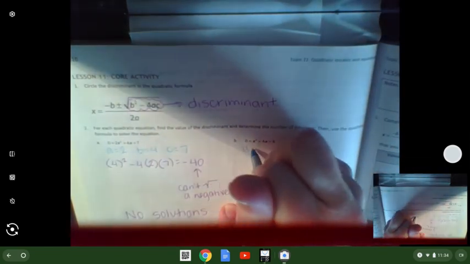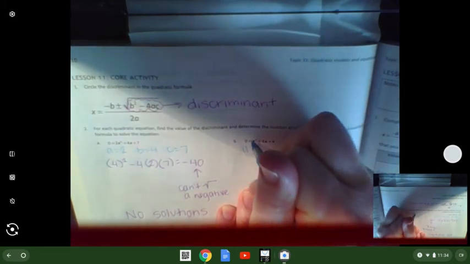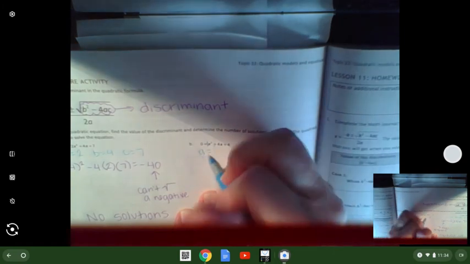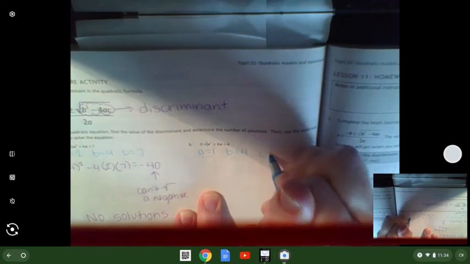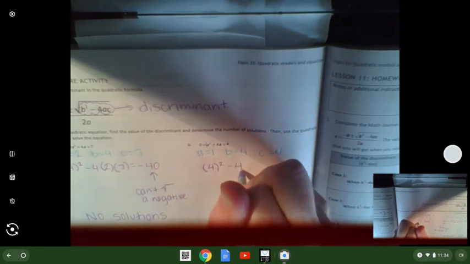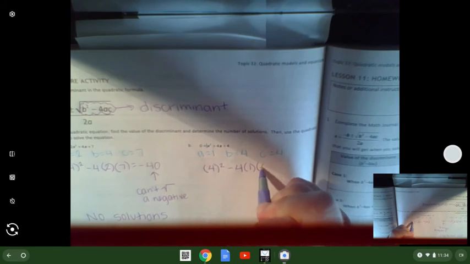So here we go. Second one, we'll start by identifying A, B, and C. A, coefficient of x squared. I don't see something, but remember, as long as x squared is there, that means there's a 1 in front. B is what's in front of x, so that's 4. And C is the constant, the number that stands alone, which also happens to be 4. So going to the discriminant first, B is 4 squared minus 4, A is 1, C is 4.